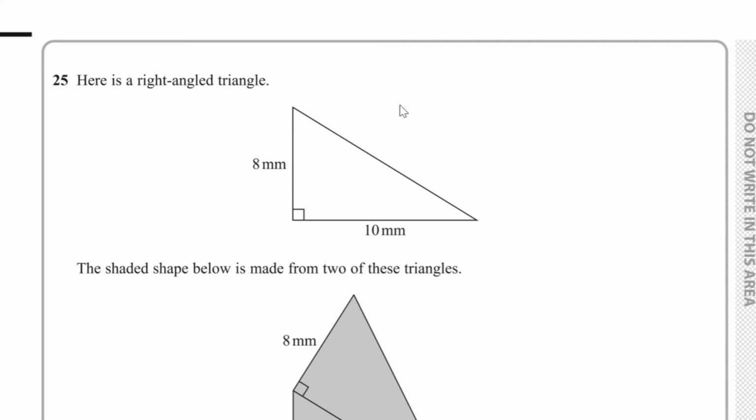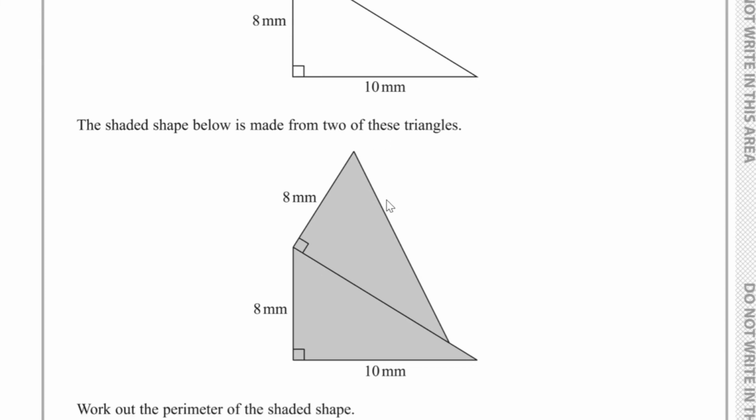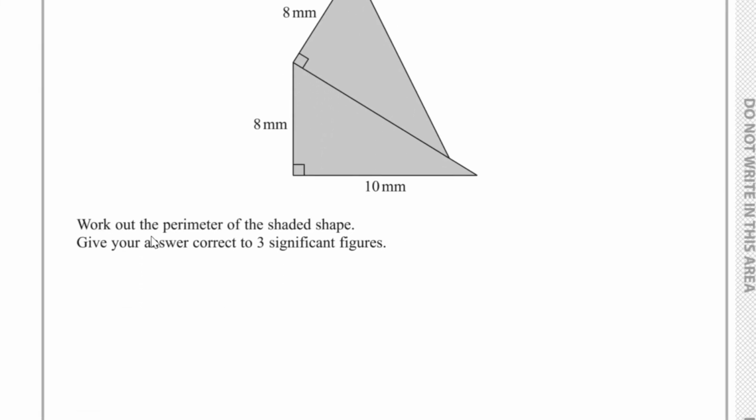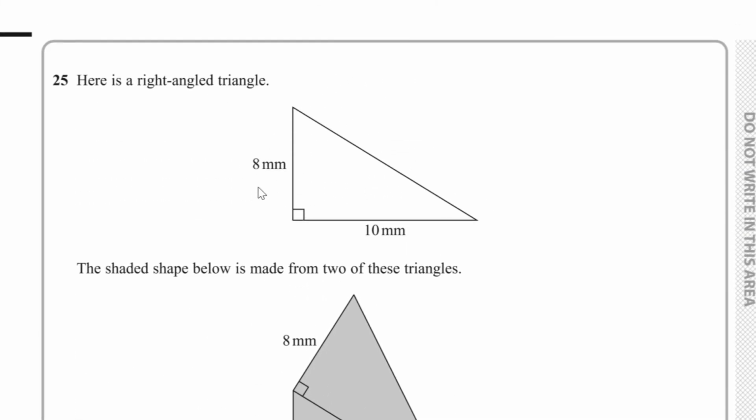Question number 25. Here is a right-angled triangle. We've got 8mm and 10mm, and the shaded shape below is made from two of these triangles, and we have to work out the perimeter to three significant figures. Well, what we can do is use Pythagoras to find out this missing length here. We'll call it h for now.